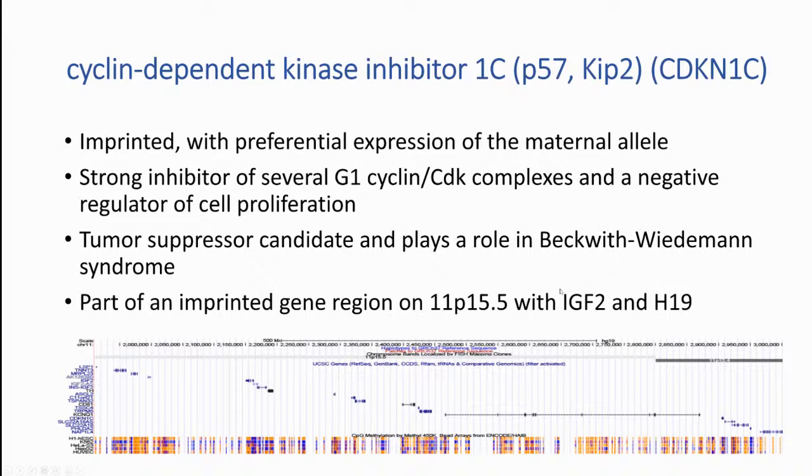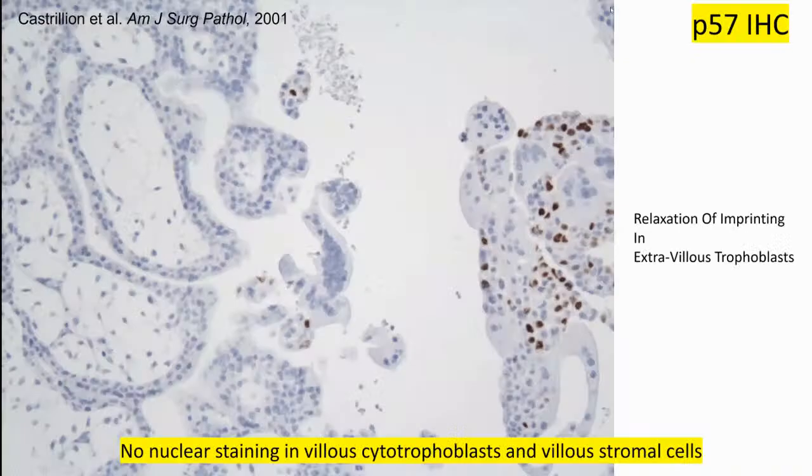It's a strong inhibitor of several cyclin CDK complexes and a negative regulator of cell proliferation. And thus it's a tumor suppressor candidate. Its biology also comes into play in Beckwith-Wiedemann syndrome and the tumors that develop from Beckwith-Wiedemann syndrome. So this is the gene that we focus on, both because it's useful and because it appears to be integral to the pathobiology.